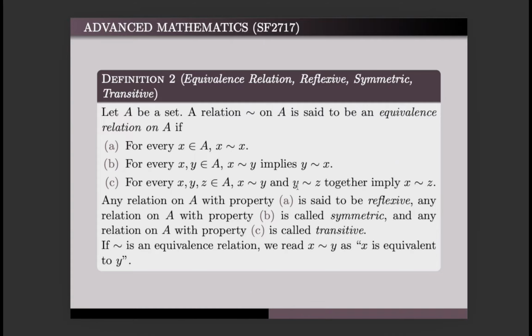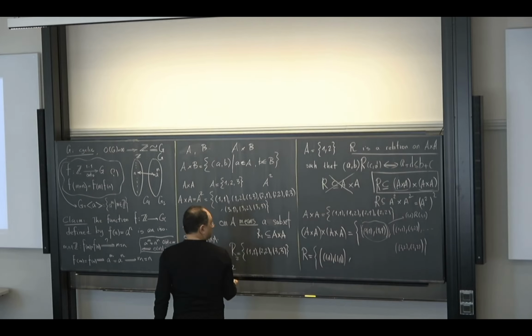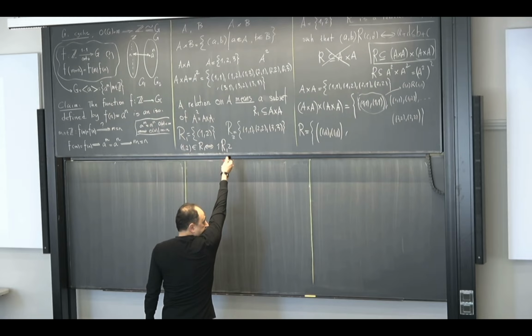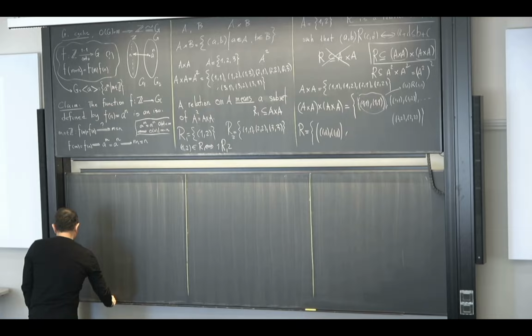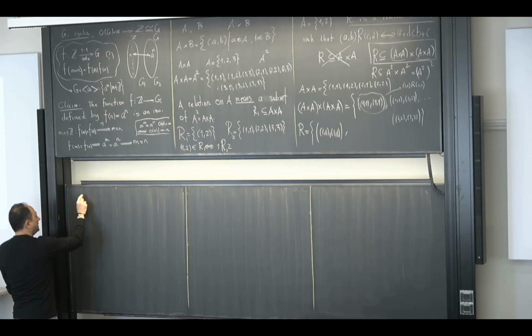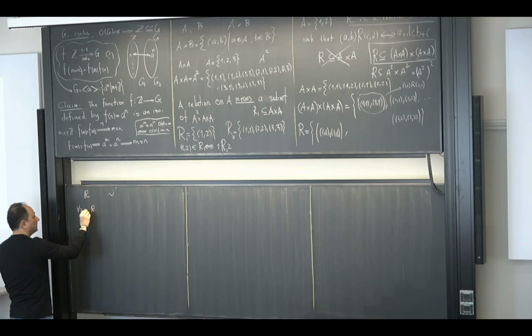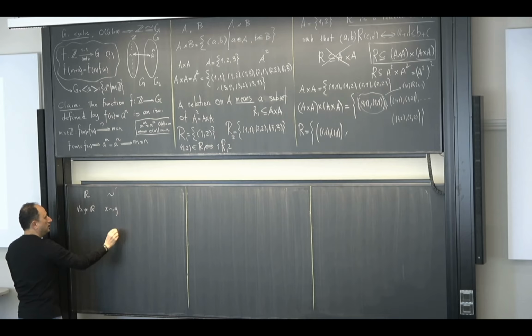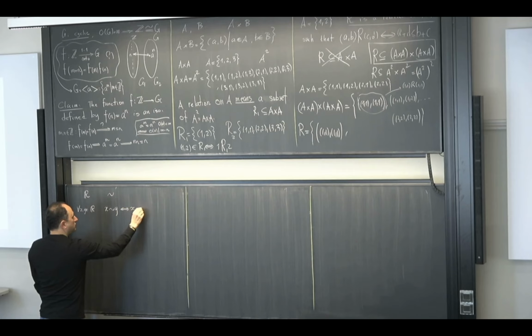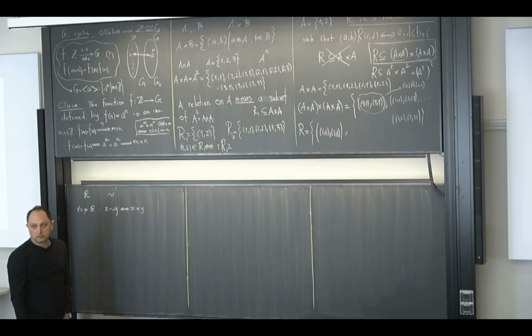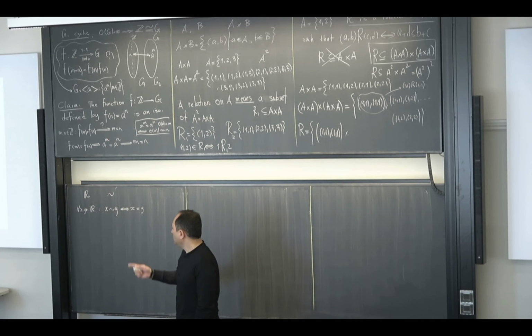Okay. So let me explain it here on the board. So for example, let me give you one very simple example. So let us take my set. Let me take the set of real numbers. And I define this relation on R by this symbol. For every x and y in R, I define x is related to y if and only if x is equal to y. So in other words, my relation is the equality relation.